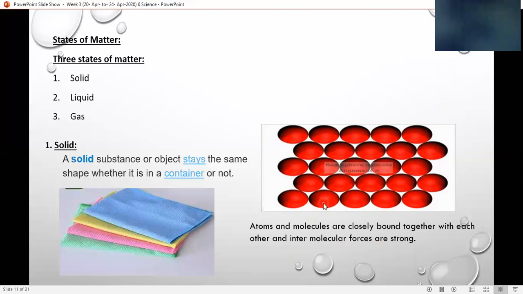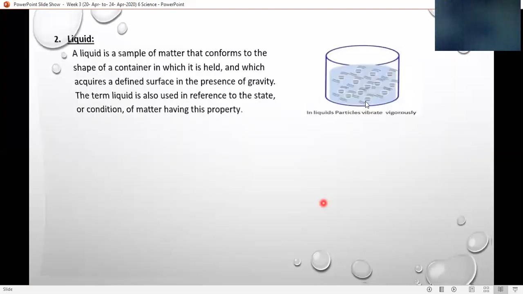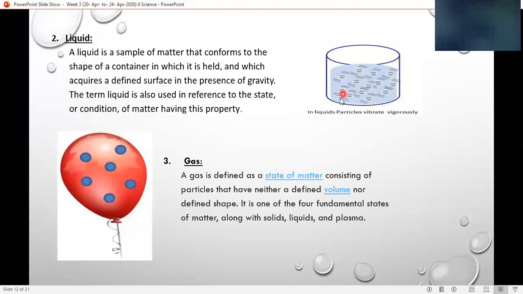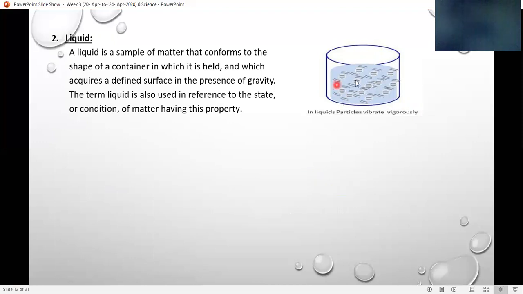But what about liquids and gases? In a liquid, as you can see, there are more spaces between the atoms than in a solid. So a liquid can take the shape of the container it is put in.